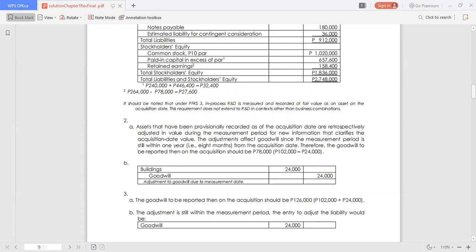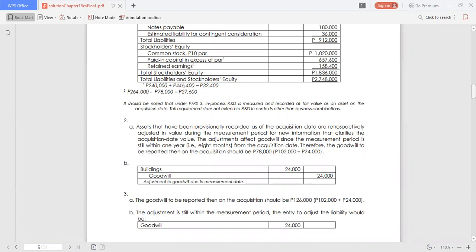Assume that the value of the building was provisionally determined on December 31, 20x4. On August 1, 20x5, Pure Corporation received the final value of the independent appraisal, the fair value at acquisition date being 384,000. Determine the amount of goodwill and prepare the required entry to reflect the adjustment, if any.